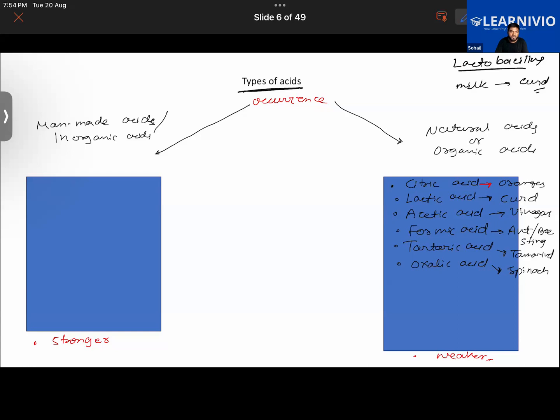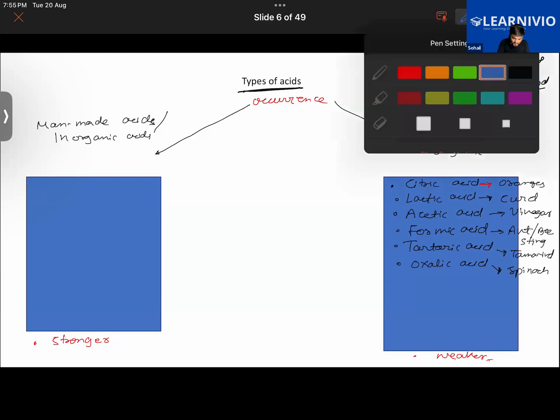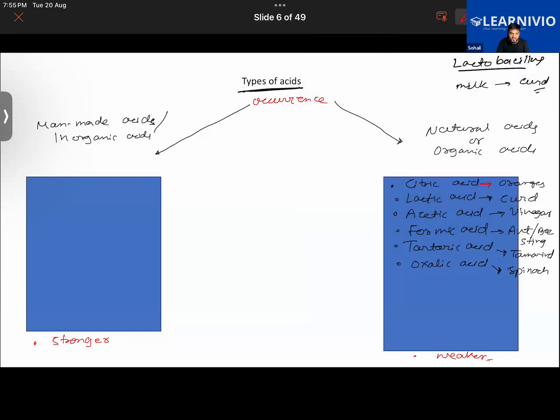Now we have certain man-made acids also. We have several man-made acids, basically inorganic acids. By the way, before we discuss that, one important thing to be noted is that usually the natural acids are weaker. They are weaker in terms of their strength.